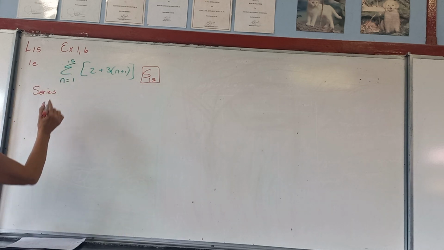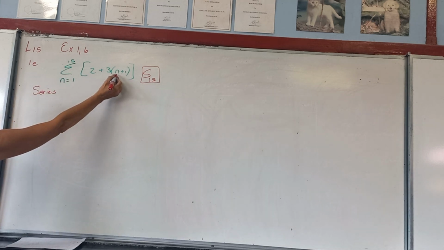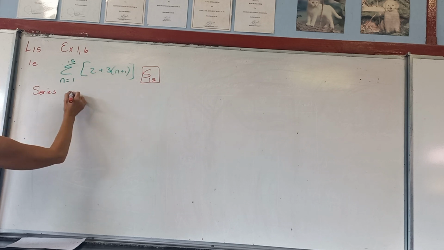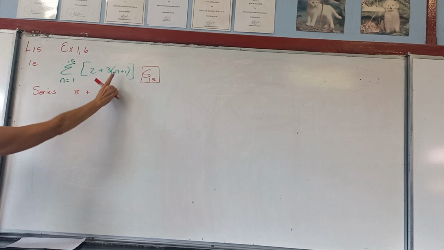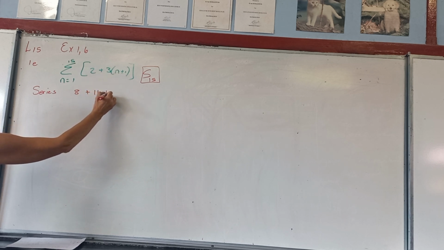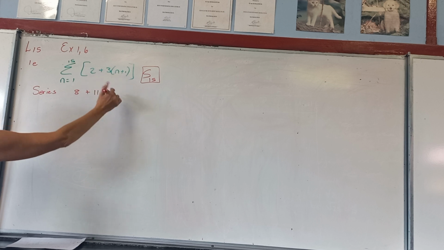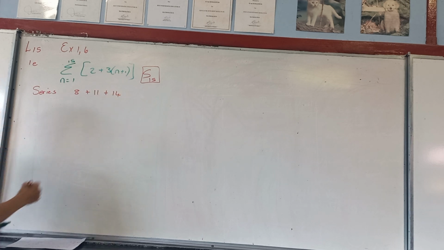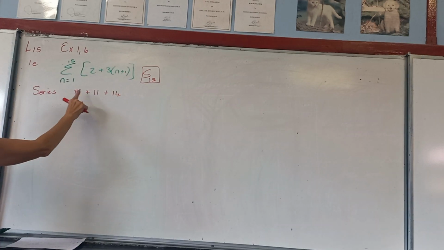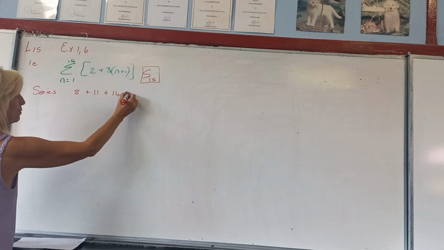Right. So the series is when I substitute the n with 1 first of all. 1 plus 1 is 2, times 3 is 6, plus 2 is 8. Then we got 2, so it's 3, times 3 is 9, plus 2 is 11. Then it's 4. So where am I now? 1, 2, 3. Then it's going to be 4 times 3 is 12, plus 2 is 14. And I can now see the pattern, because we're adding 3 all the time.